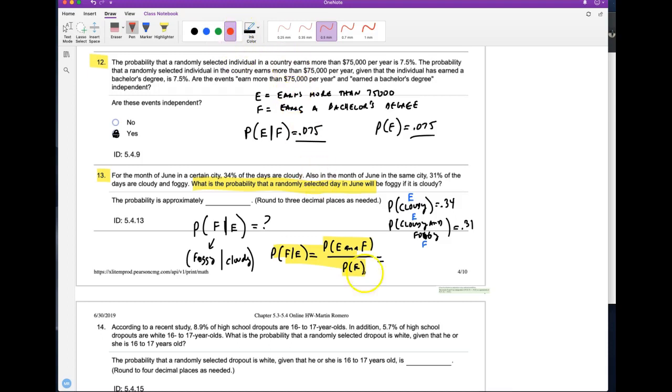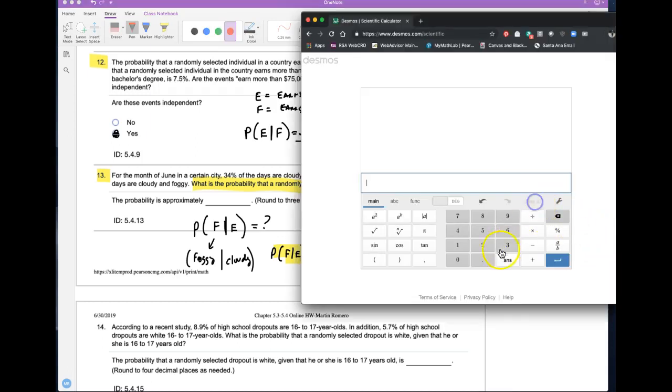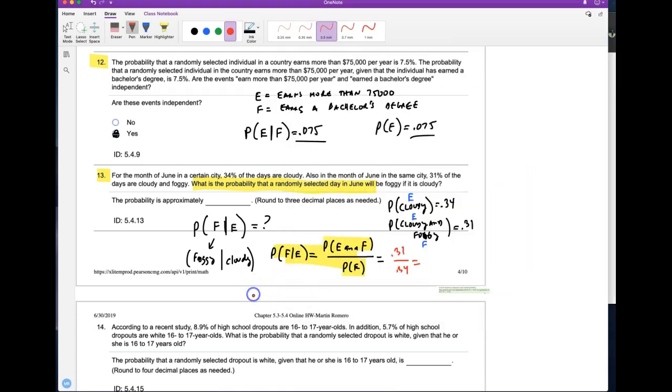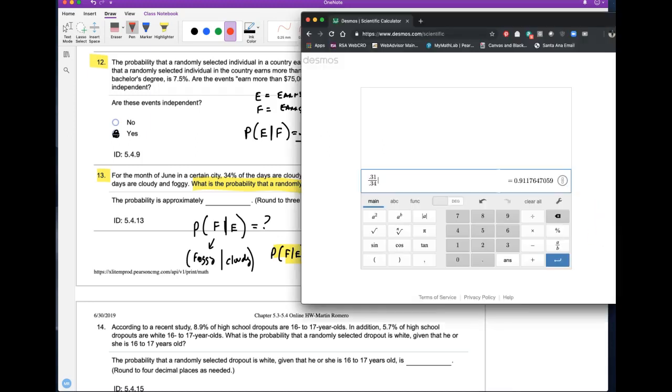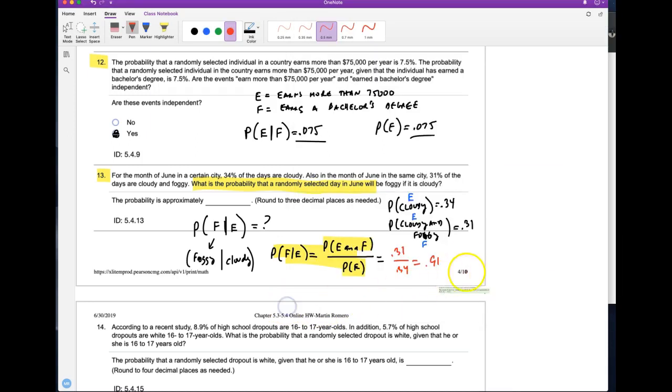So in this case, we know those values already. The probability of E and F is 0.31. The probability of E is 0.34. And so then you just divide those two numbers, 0.31 divided by 0.34, and I get 0.9117, or to 3 decimals, 0.912. So 91% chance that a day would be foggy given that we know it's a cloudy day.